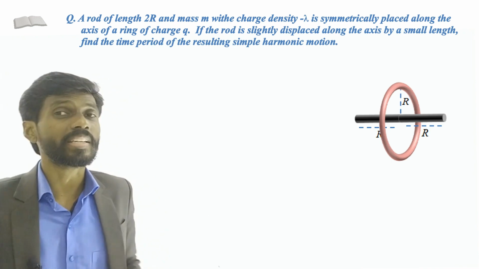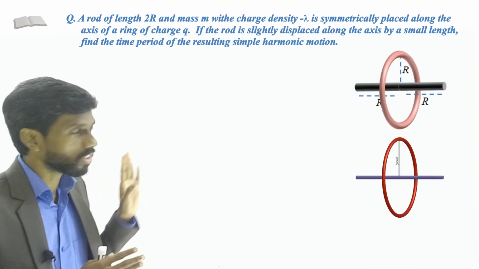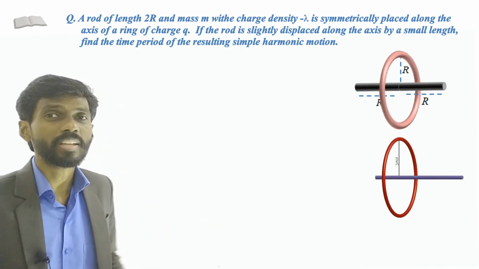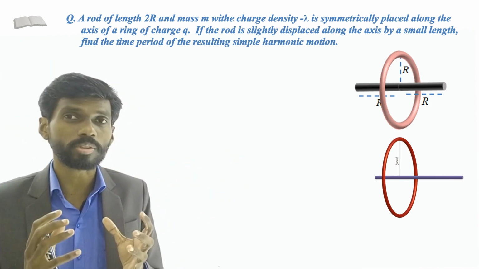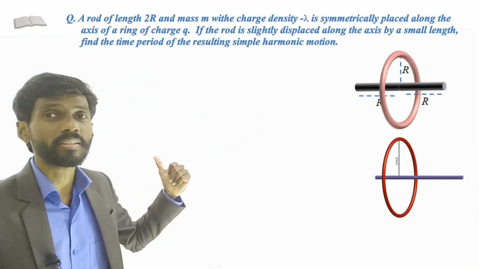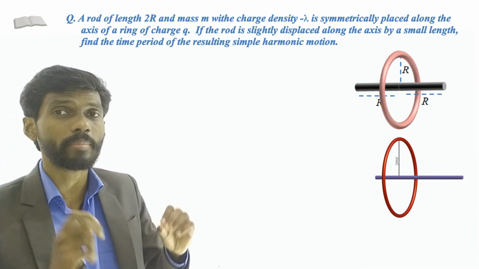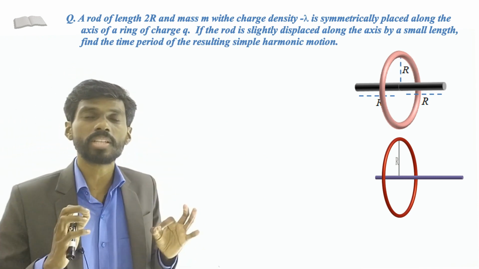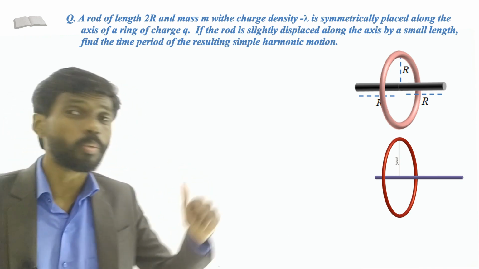So that means it is in equilibrium. But now we disturb this equilibrium position. We move this rod slightly to the right. So this equilibrium position is disturbed. So that means there will be a net force. That force we have to find. So that will be towards the center, right? Because this rod is negatively charged. It has charge density minus lambda, and this ring is positively charged. So this force will be attractive. So this force is towards the center.